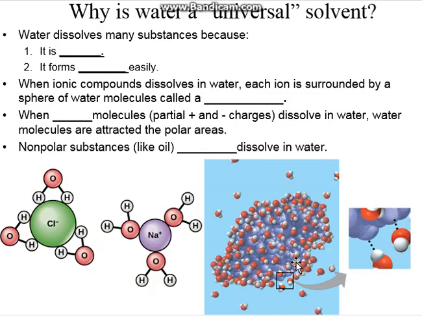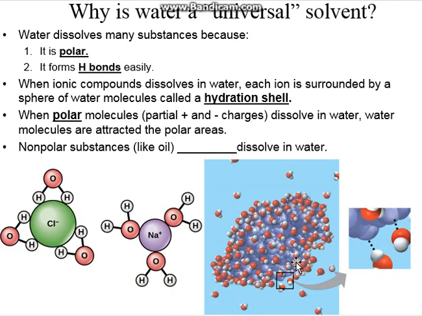So why is it considered a universal solvent? Well, water dissolves many substances because it is polar, and it forms hydrogen bonds easily. When ionic compounds dissolve in water, each ion is surrounded by a sphere of water molecules called a hydration shell. When polar molecules, partial positive and negative charges, dissolve in water, water molecules are attracted to the polar areas. Nonpolar substances, like oil, cannot dissolve in water.